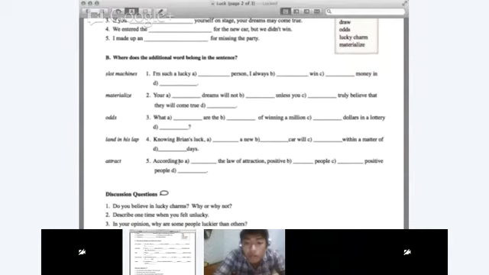That's okay. So according to the law of attraction, positive people attract positive people. Good. And what about number four? Can we get that answer before class ends? I don't think so. No. All right. So knowing Brian's bad luck, a new car will land in his lap within a matter of days. So letter C, sorry. All right, so good job, guys. And this was a really great beginner class.